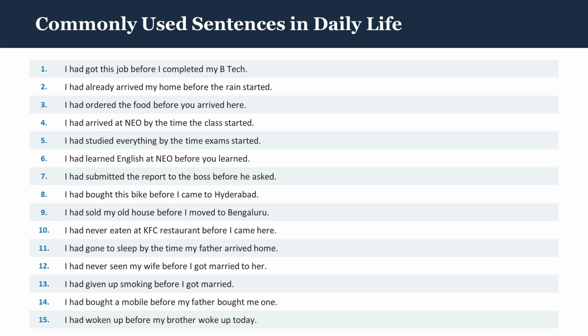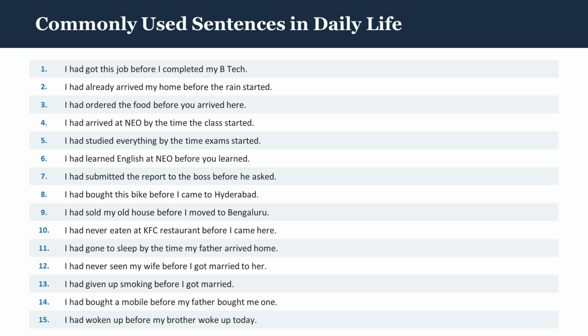Number 9. I had sold my old house before I moved to Bengaluru. Number 10. I had never eaten at KFC restaurant before I came here. Number 11. I had gone to sleep by the time my father arrived home. Number 12. I had never seen my wife before I got married to her. Number 13. I had given up smoking before I got married.